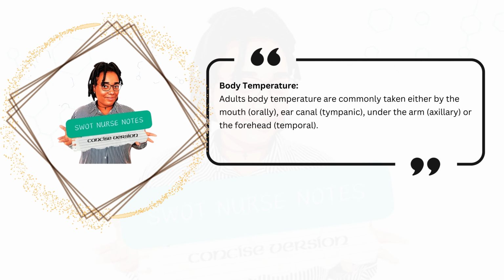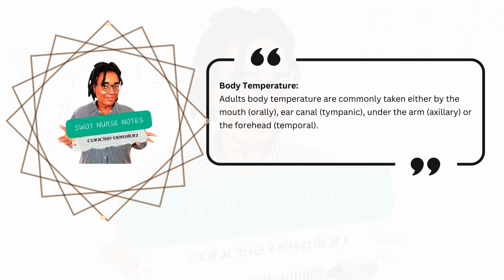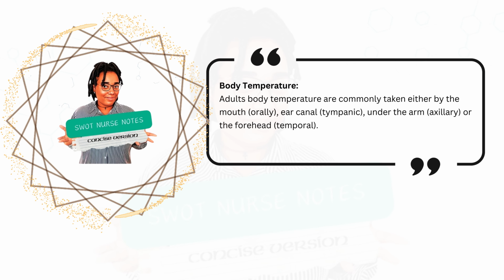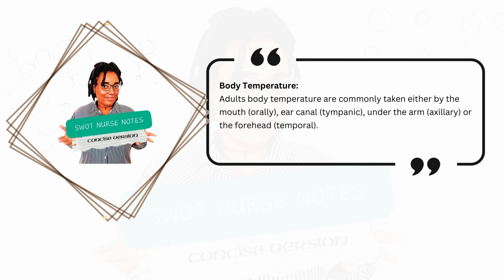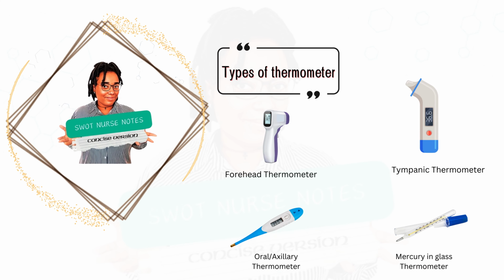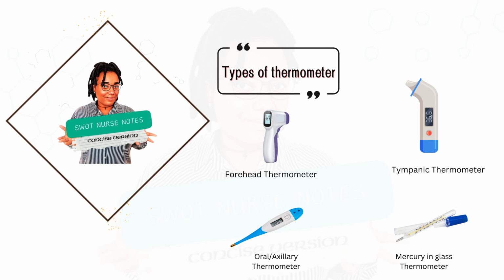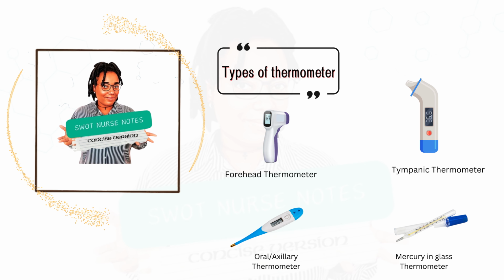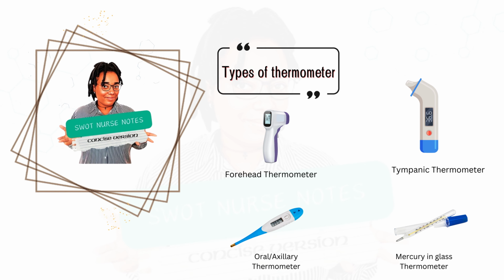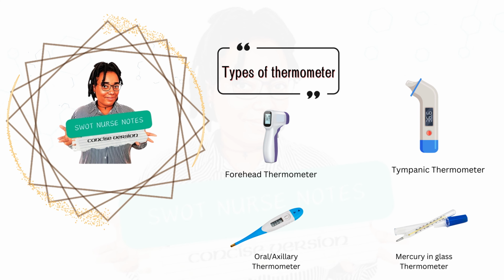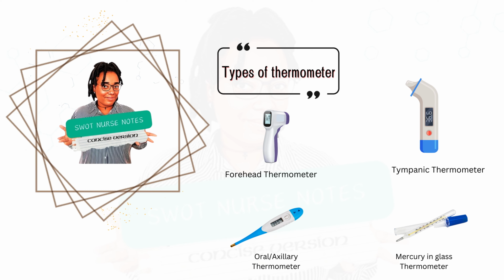Let's look at the first vital sign, temperature. Adults' body temperature is commonly taken either by the mouth, orally, ear canal, tympanic, under the arm, axillary, or the forehead, temporal. I'm sure that persons watching have at least seen 2 of these thermometers and or used them before. There are different types of thermometers. These include forehead thermometer, tympanic thermometer, axillary thermometer, and mercury and glass thermometer. Please note that mercury and glass thermometers, due to safety concerns, have been largely replaced by electronic thermometers.